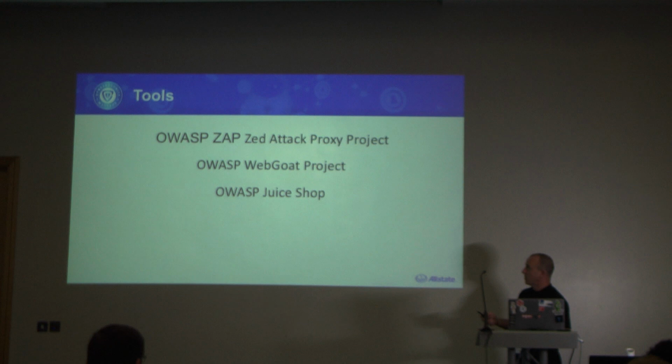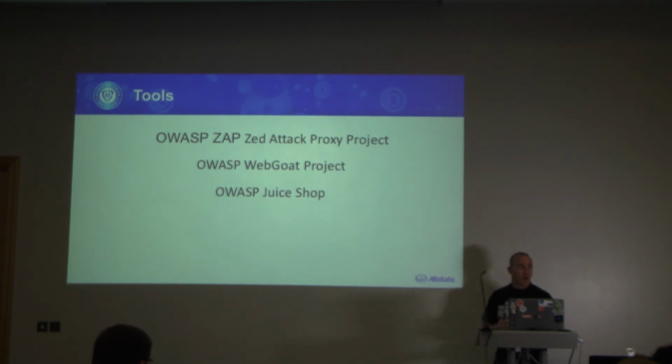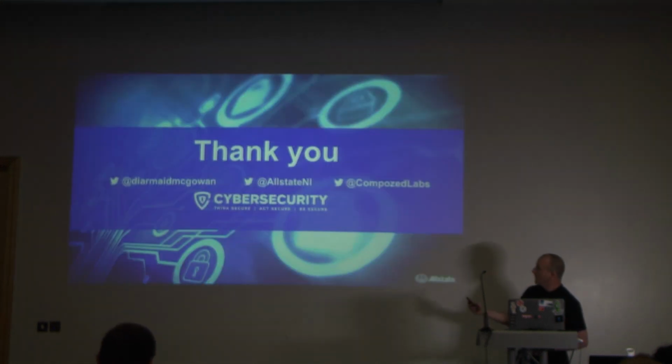There's other tools out there. Among them is OWASP ZAP, which is the Zed Attack Proxy project. It's an interception proxy, but it also has DAST capabilities. You have WebGoat, which is now, I think, deprecated. It was an old vulnerable application. And OWASP Juice Shop, which will run in Docker, you can install it. They're vulnerable applications that you can check out and learn from.